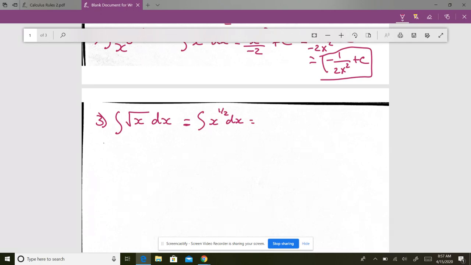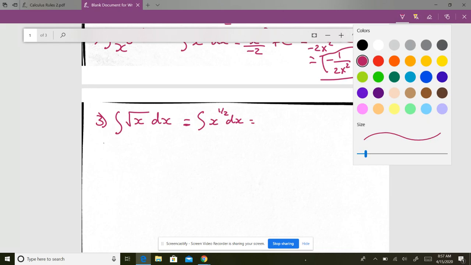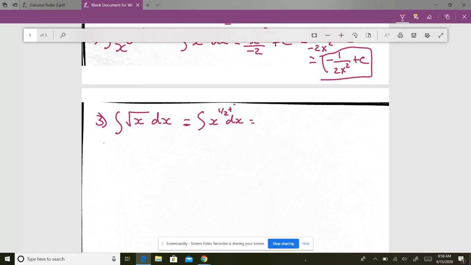If I add 1 to this, okay, none of my other colors want to work here. Okay. So I'm going to add 1, which is 2 over 2. So I'm going to get x to the 3 halves. See, I have to divide by 3 halves, which is really just like 2x to the 3 halves over 3 plus c, as you flip the bottom fraction.